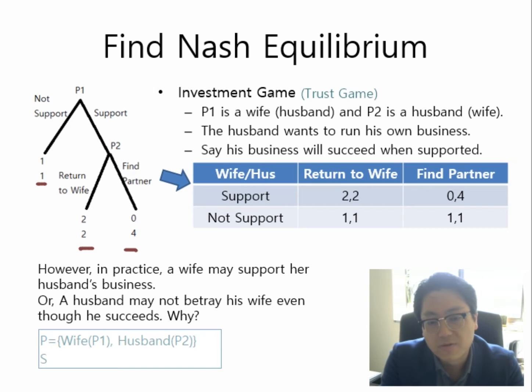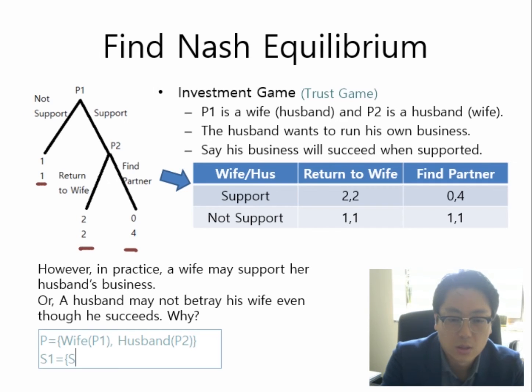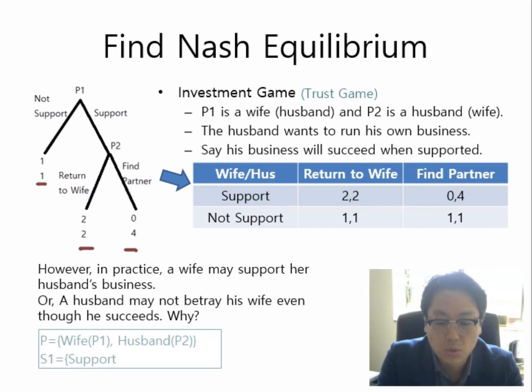Now think about the first player, the wife's contingency. She has only one contingency, one moment where she can choose, at the initial node. What she can choose is supporting or not supporting.